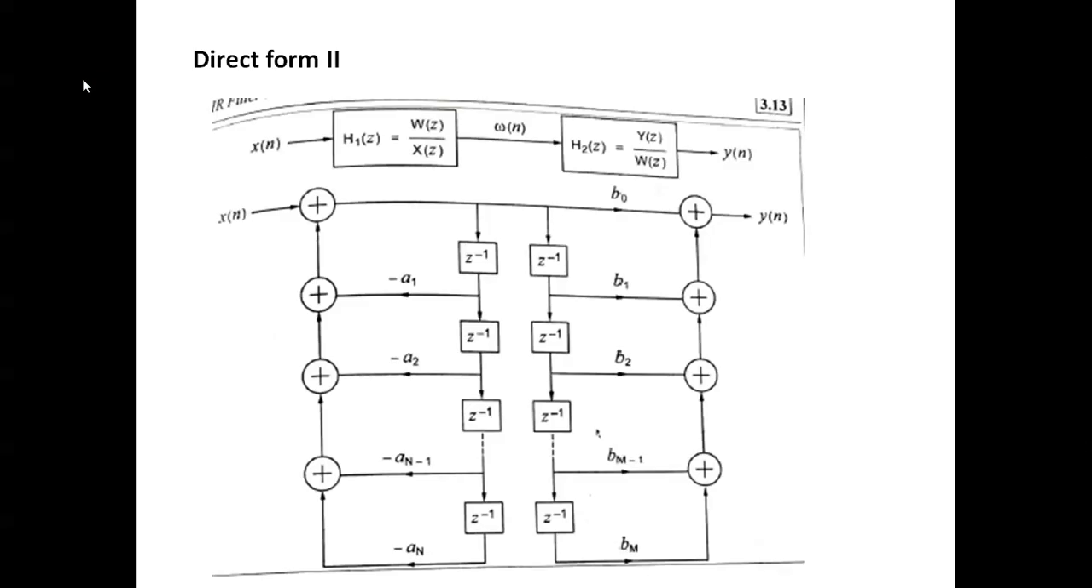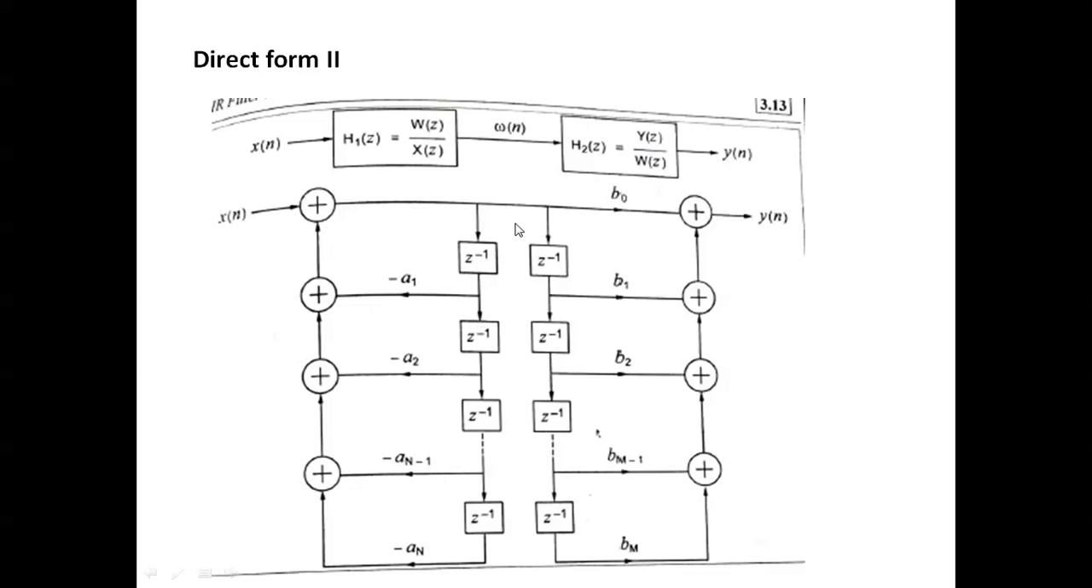A direct form 2 realization. In the previous video we discussed direct form 1 realization, and this one is direct form 2 realization. Based on the format, this is the basic structure: x of n, H1 of z, W of z, then H2 of z, and Y of z, y of n. So this is the format of direct form 2.